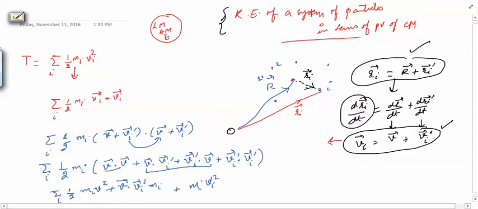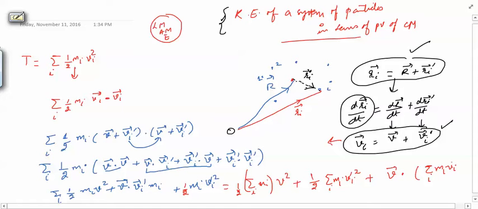So what you have is the first term and the last term. The first term has the half factor outside, and the summation is over m_i, because v is independent of i, so I write it as v squared. Plus you have the second term, which I'll write down later, and then the last term, half summation m_i v_i dash squared. Plus this second term, which I can write as v dot summation over i of m_i v_i dash.